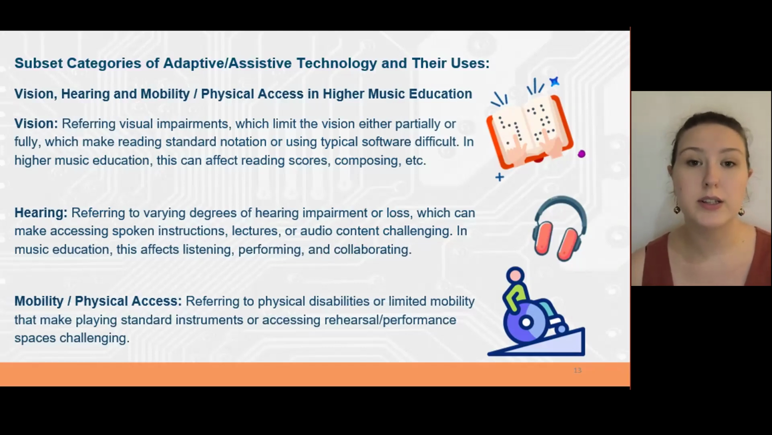Hearing refers to varying degrees of hearing impairment or loss, which can make accessing spoken instructions, lectures, audio content also very challenging. Mobility and physical access. These refer to physical disabilities or limited mobility that make playing either standard instruments or accessing the spaces within the institutions for rehearsals or performances very challenging.